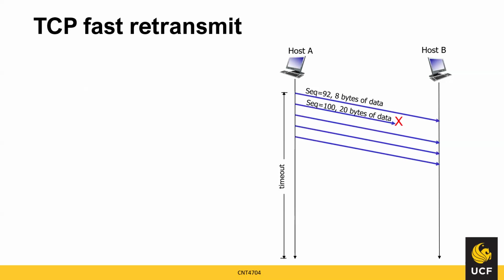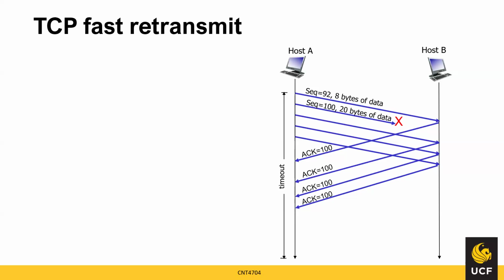Here we see host A sending two segments to host B. The first one has a sequence number of 92, and the second one has a sequence number of 100. The second one gets lost somewhere along the path from host A to B. So host B receives the first segment successfully, but since the next one is missing, it keeps sending acknowledgements back for 100, which is the next byte it is expecting. Each new in-order segment that arrives after the loss triggers a duplicate acknowledgement.